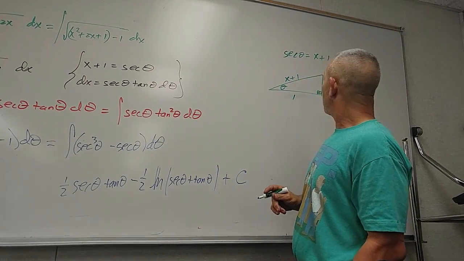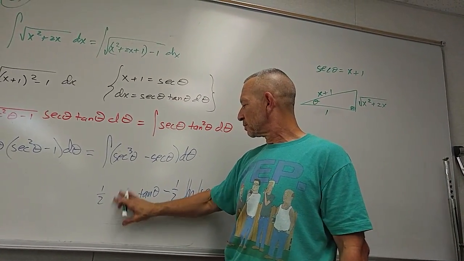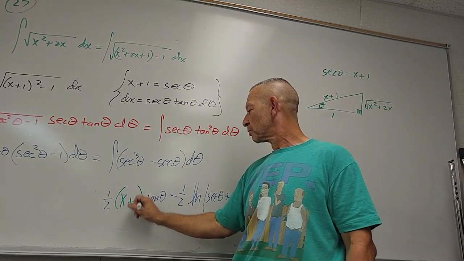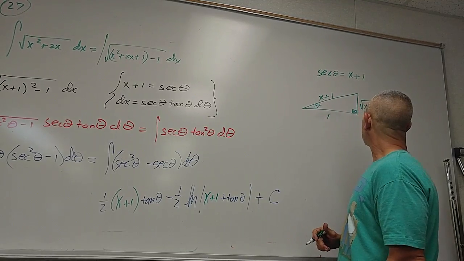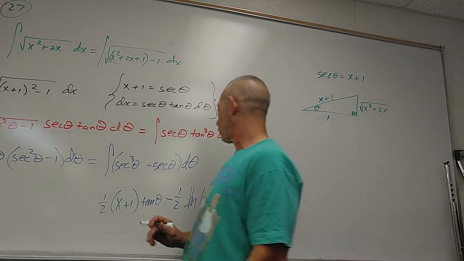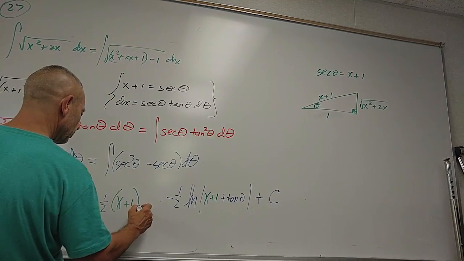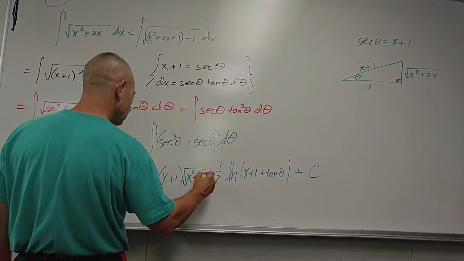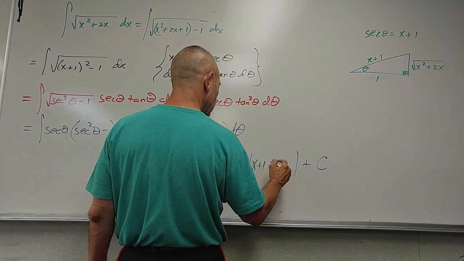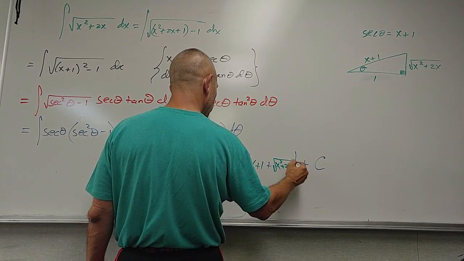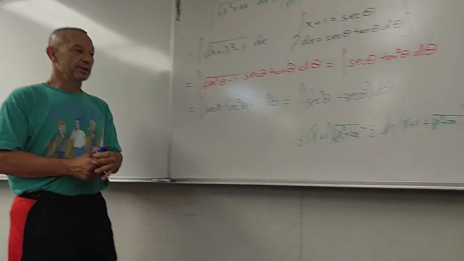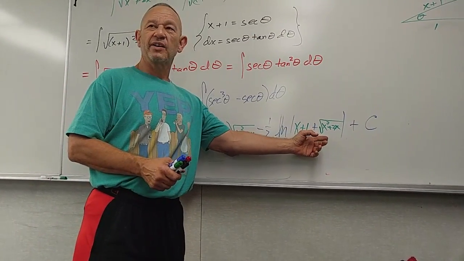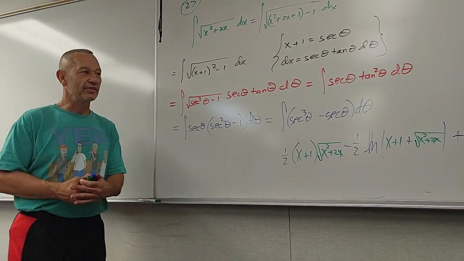So now, every place you see a secant theta, you're going to write an x plus 1. Every place you see a tan theta, you're going to write the square root of x squared plus 2x. So I guess you could factor out an x there, but it's not going to really improve things, is it?